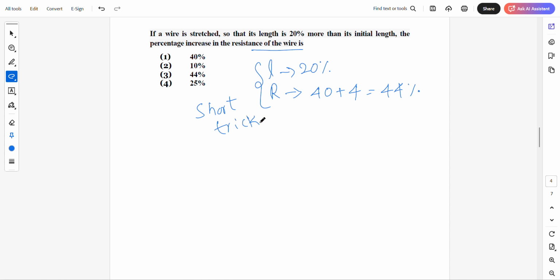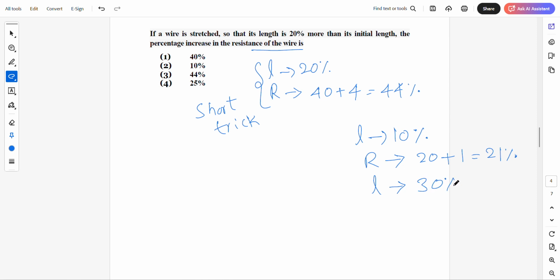Now let us say, if length is increased by 10%, what happens to the resistance? Resistance will be how much? Double of this one is how much? 20, plus square the tenth place value here. When you square it, how much does it become? 21%.